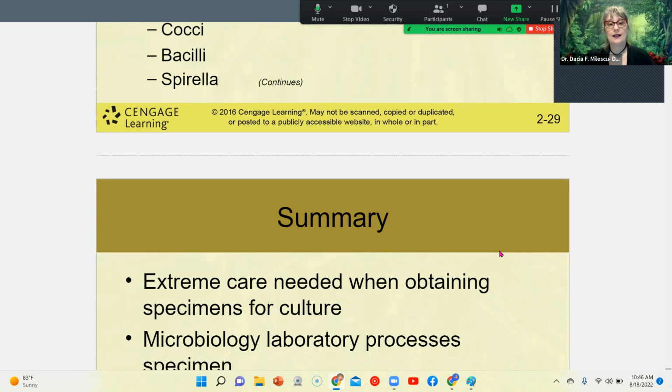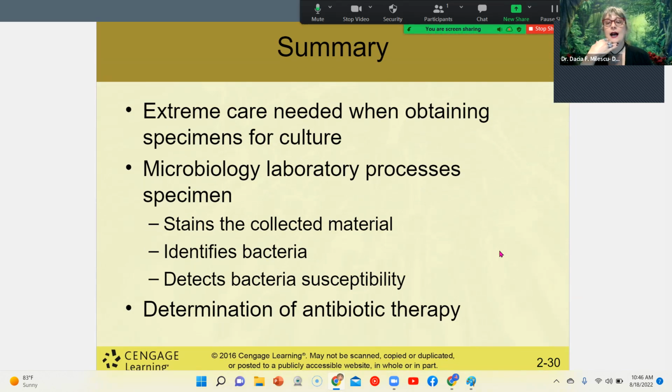And then to circle back and summarize, we talked about how it is extremely important in caring, how we access the wound or blood culture and transporting the actual specimen to the lab and then growing the specimen in the lab, and then the staining procedures, the identification of the bacteria, determining bacterial susceptibility via the Kirby-Bauer test, the minimum inhibitory concentration, utilizing the antibiotic discs, and then, of course, determining antibiotic therapy.